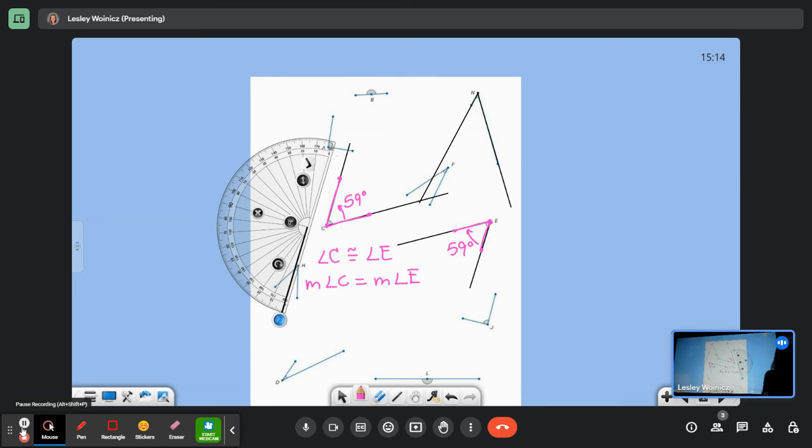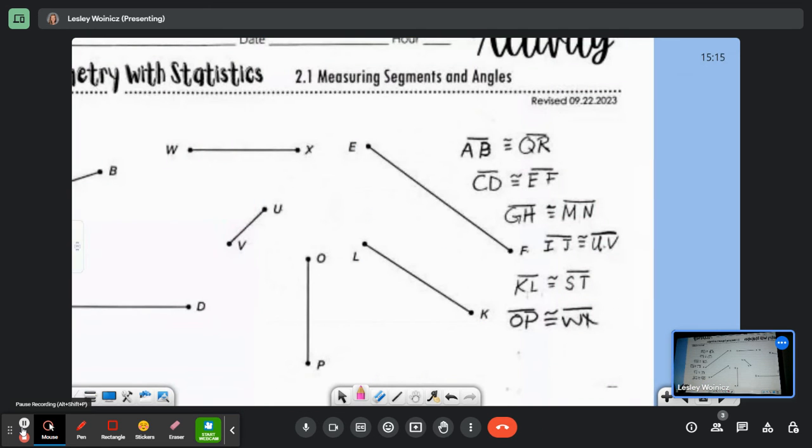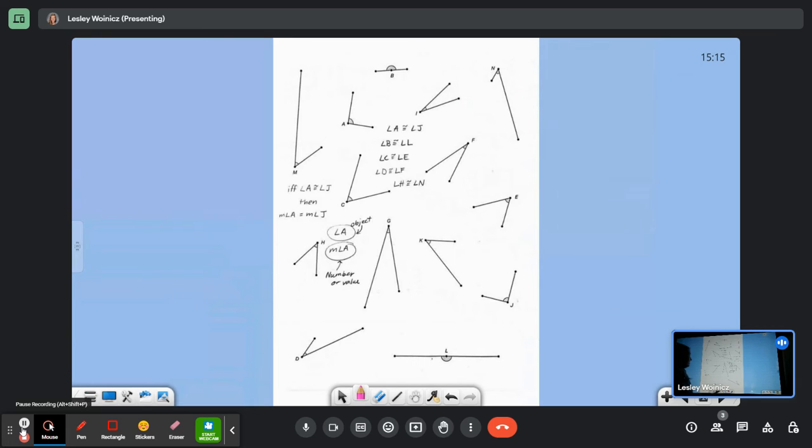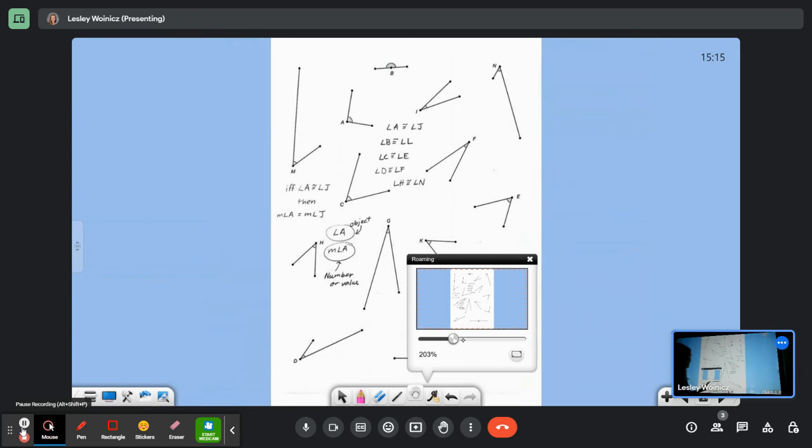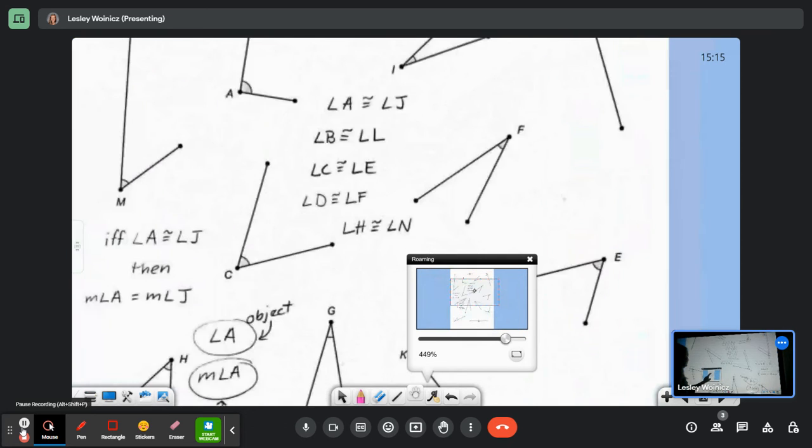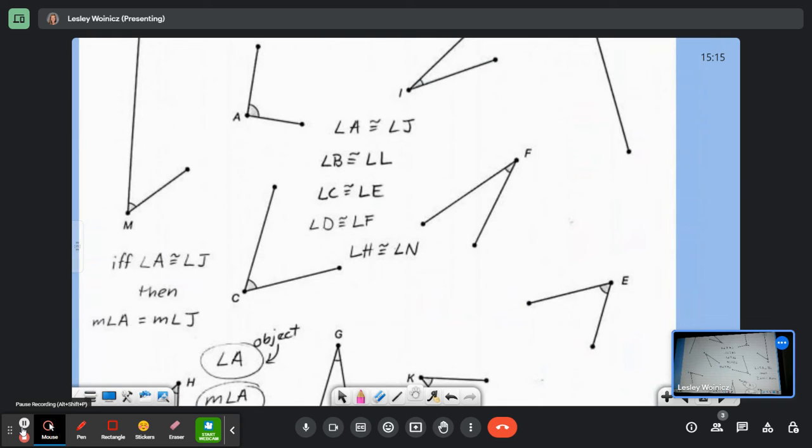Okay. Are you ready to check your answers, or do you need more time? Ready? Okay. Okay, so it's A and J, B and L, angle C and angle E, angle D, angle F, angle H and angle N. Those are all the congruent pairs. How did you do?